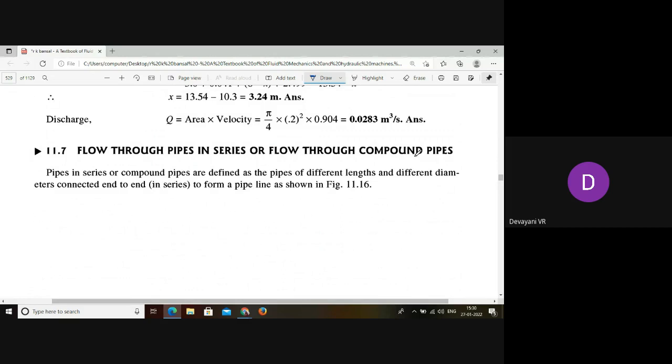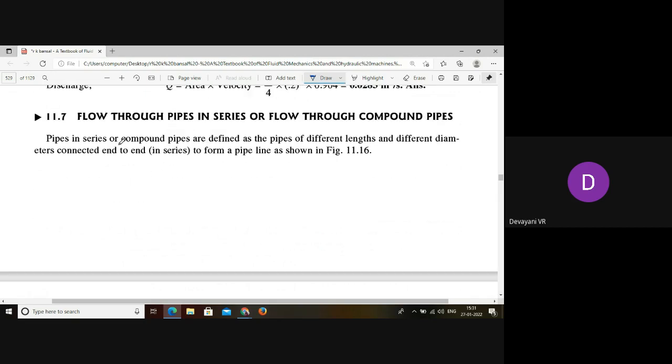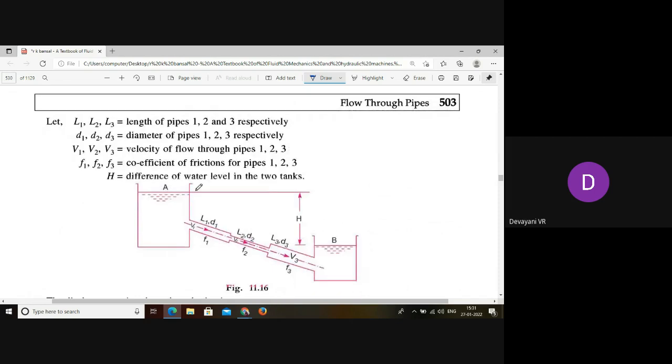The next topic is flow through pipes in series, or flow through compound pipes. Suppose one pipe and another pipe are connected in series, then what would be the head of water flowing through the pipe? To find that out, we are going to arrange the different pipes in series like this. One pipe is fixed to another pipe and that to one more pipe like this. So here we are sending the water from one level to another level.